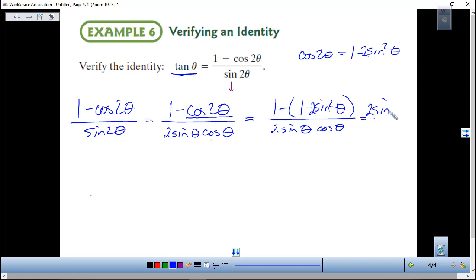So I've got 2 sine squared theta over 2 sine theta cosine theta. So the sine theta here is going to cancel out with one of those. The 2's are going to cancel out. And what am I left with? I'm left with sine theta over cosine theta, which is tangent theta, and I have confirmed, I have verified the identity.